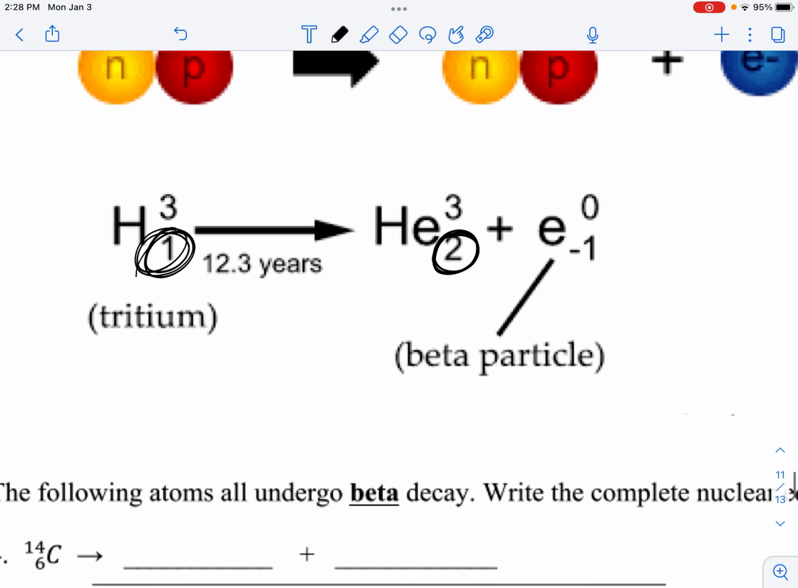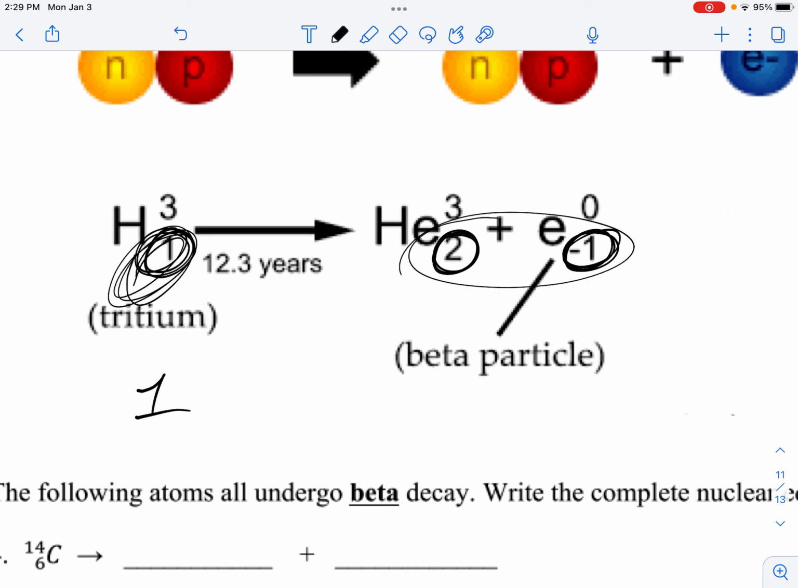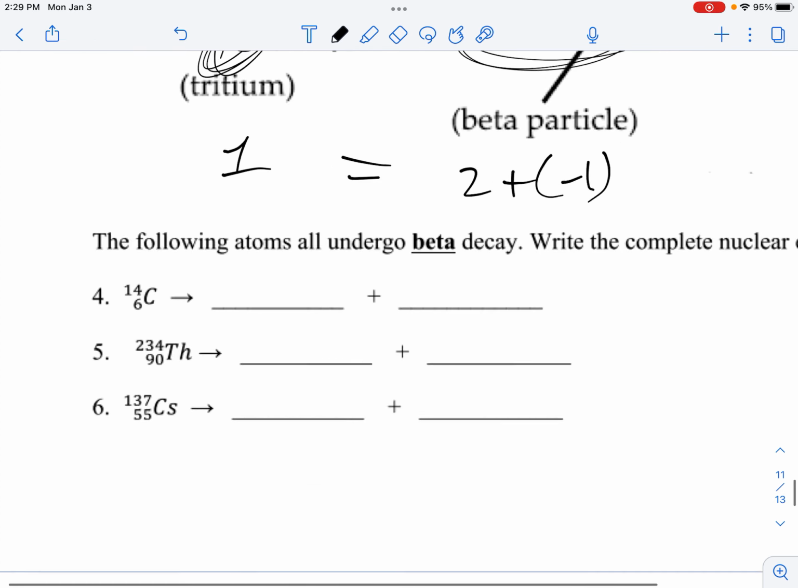And so your bottom number is actually going to go up by 1, but that gets balanced out by the fact that there's a negative 1 here for our beta particle. So once again, what number do I have here? I have 1. What number do I have over here? I have 2 plus a negative 1, which is the same thing as a 1. So you're going to have a negative number on the bottom, and that is going to cause some mathematical problems if you're not careful. Let's check it out here.